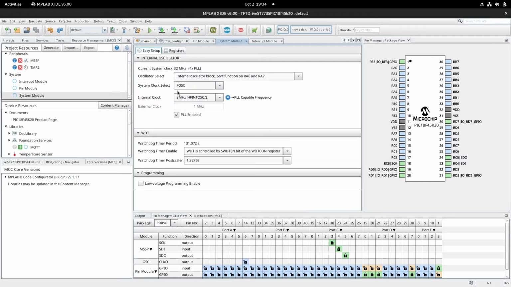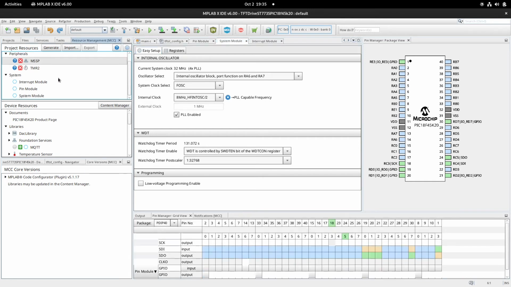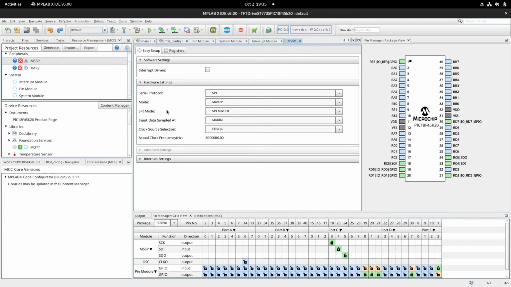you can change some of the flags here too. So on the easy setup I'm just going to go through the oscillator configuration of our microcontroller because it impacts the speed of the SPI communication as well. That's why. In this case, I'm using an 8 megahertz internal high frequency oscillator with PLL enabled. So this puts our system clock at 32 megahertz. And this is important because next, let's check our MSSP module, which is responsible for the hardware SPI.